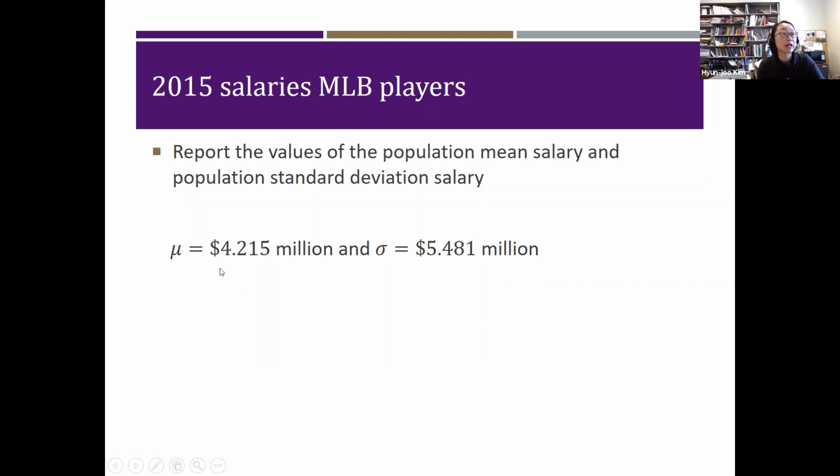Your mean salary is $4.215 million and standard deviation is $5.481 million. Notice that your standard deviation is actually way bigger than mean salary. That's probably implying that this data is really spread out.